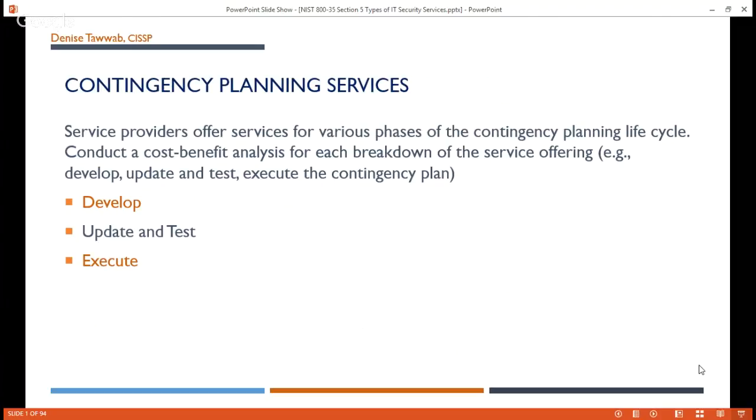So, under contingency planning services, service providers can offer services for various phases of the contingency planning life cycle. They can conduct a cost-benefit analysis for each breakdown of the service offering, develop, update, test, and execute. Because keep in mind, you have to develop the contingency plan, and before you need it, you want to test it. And you also have to keep it updated anytime you change your systems. And again, that may be something that you want to outsource, and also to execute the contingency plan when you actually need it.